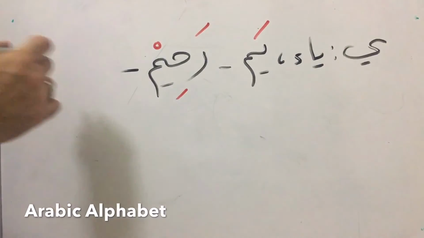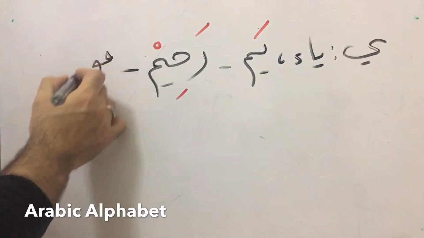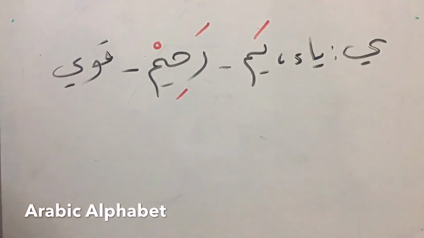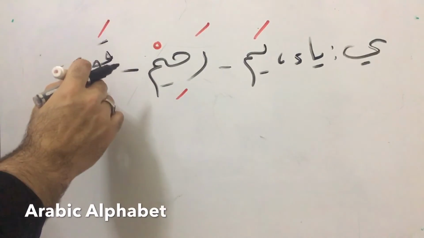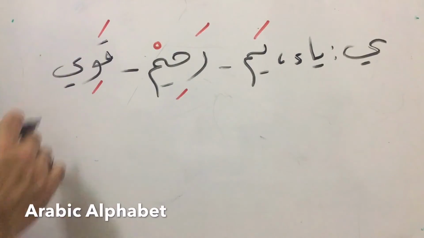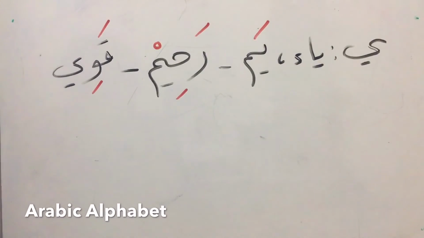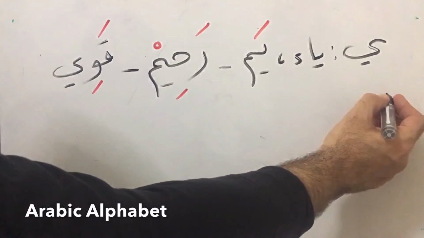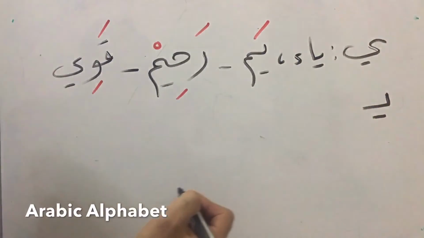At the end of the word, we have Qawi. This is Ya. Qawi means powerful. So this is Ya. We can write Ya at the beginning of the word like this.